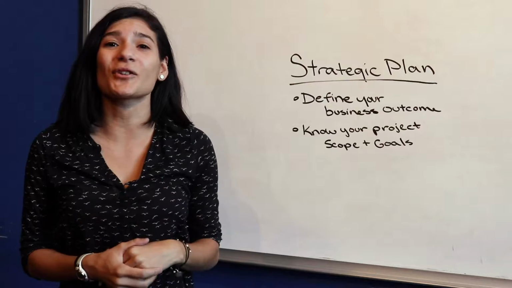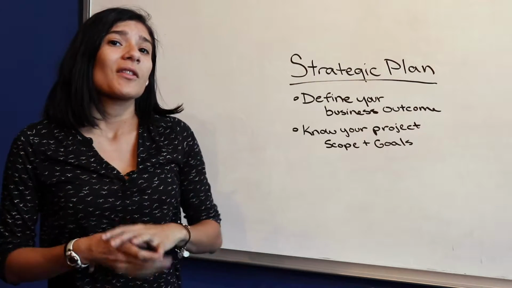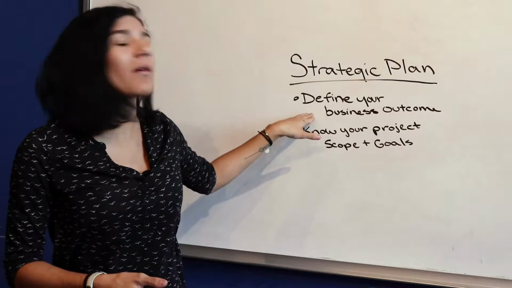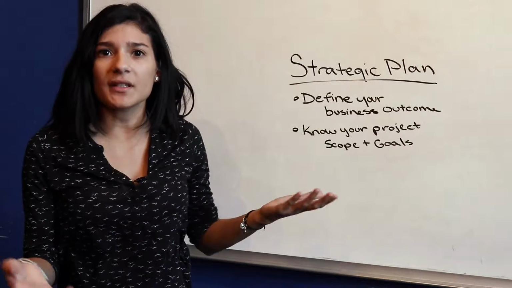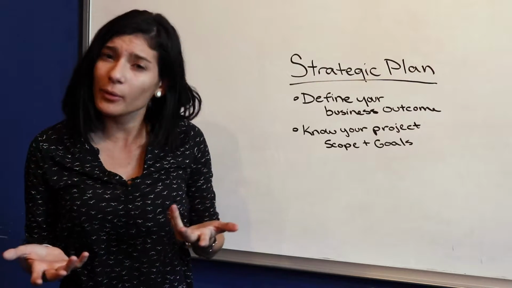The next step is to create your strategic plan. And this is a big portion of it all. The first thing you want to do is define your business outcome. What's the purpose of your app? Is it to bring more customers to your business, or is it to increase productivity in your employees?